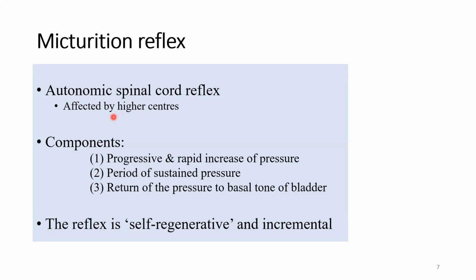It is an autonomic spinal cord reflex integrated at the sacral segment. So bladder and sacral segment are in sync. They are one unit as far as the micturition reflex is concerned, and it has a very high dependency on higher centers, which keep it numb, which keep it inhibited most of the time. We're talking about adults here, not children, not infants.